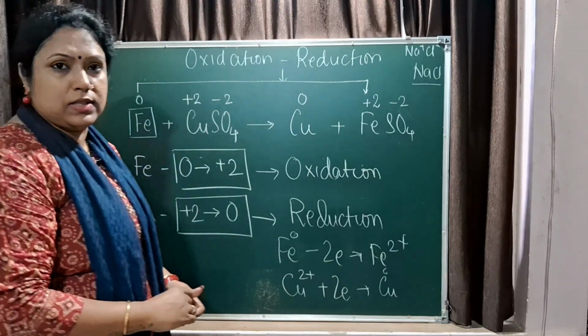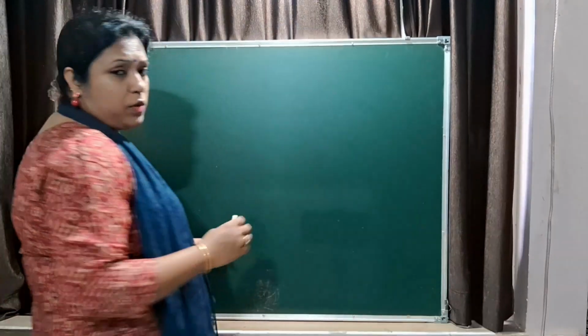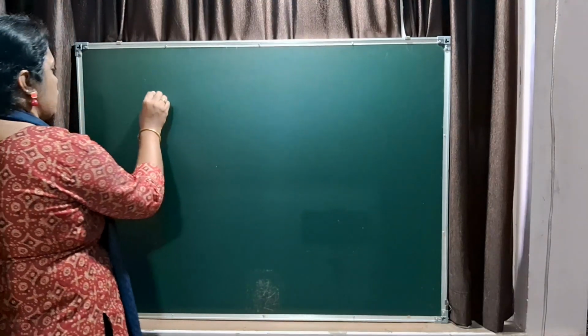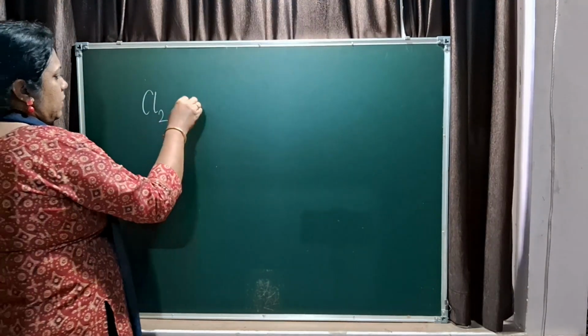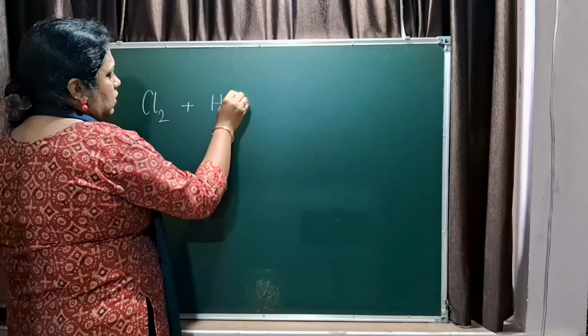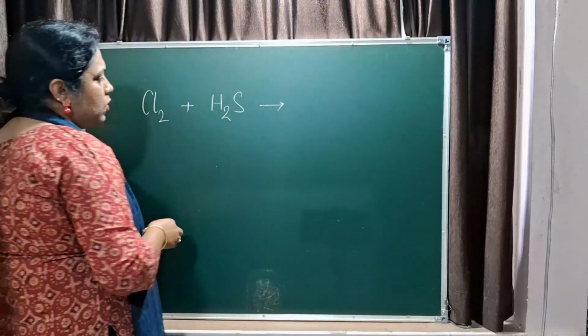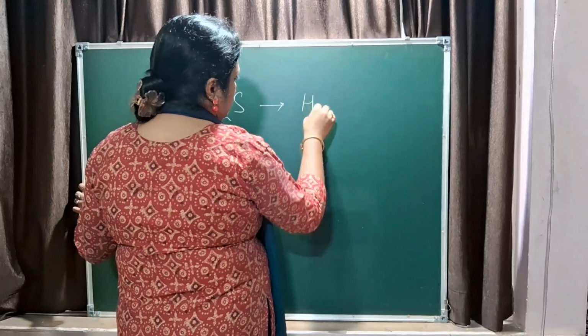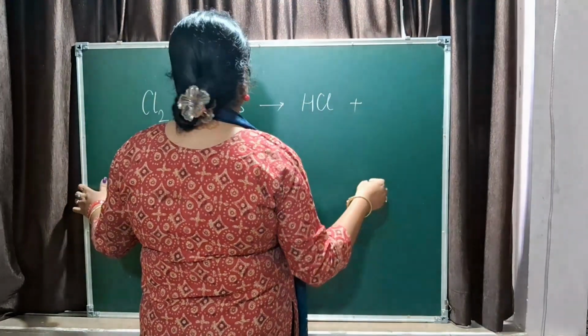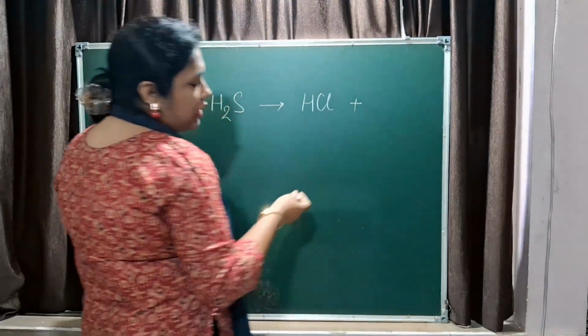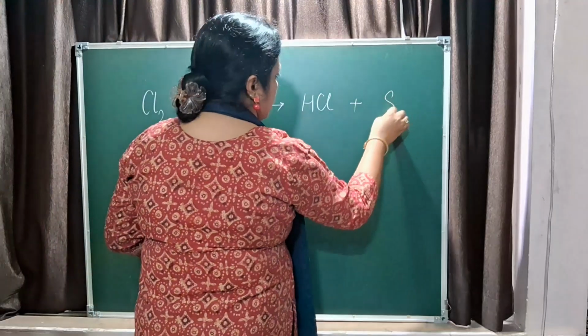Now let us see one more example. Let me clear the board first. One more example that we saw at that time was chlorine. When chlorine is bubbled through H2S, chlorine and H2S gas are mixed, you have the formation of HCl, hydrogen chloride gas, and sulfur.